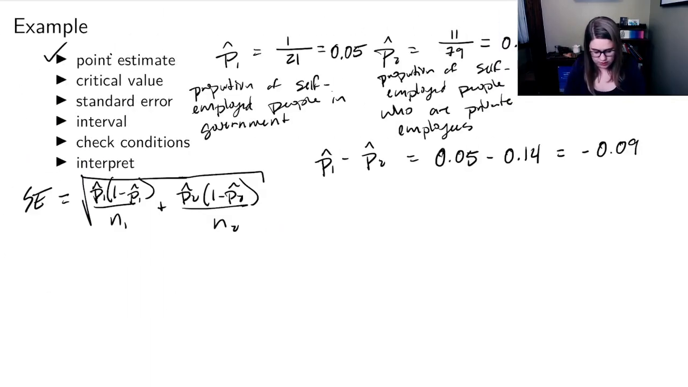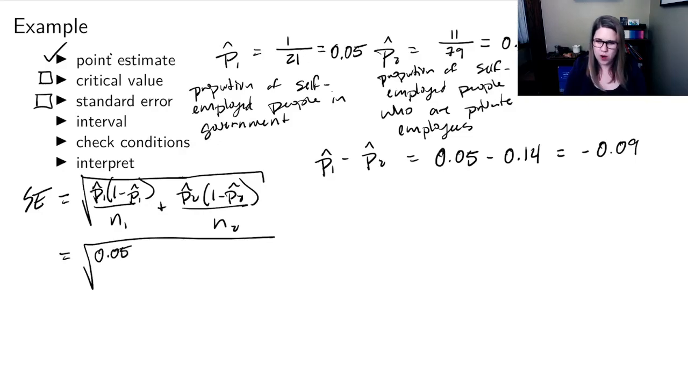So we've done step 1, the point estimate. I'm skipping critical value for right now, and I'm going to work on the standard error, and I've got my formula here. So I'm just going to plug in. The square root of P1 hat, which is 0.05, times 1 minus 0.05, that's going to be 0.95. And this is going to be over the sample size for that group, which was the bottom of this fraction, so it's 21. Plus, and then I've got my P2 hat, 0.14, times 1 minus 0.14, 0.86, I think. And that's going to be over 79.